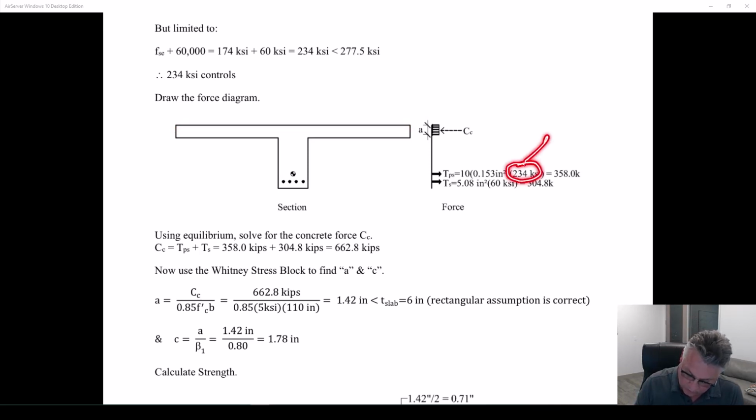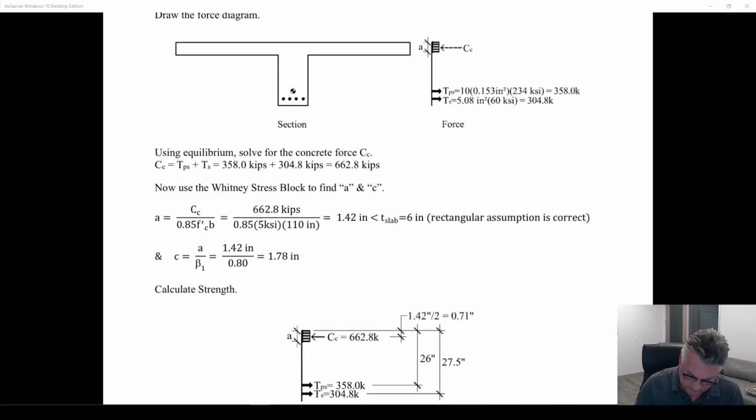So what changed before, I don't remember what that was, but now it's 234. That 304.8 is the same as it was. C sub C, because statics is our best friend, is 662.8 kips. A, and this will be very typical in T-sections, unless I give you something very strange, and that happens sometimes in your reinforced concrete class just to make a point. But in reality, in any T-section that I've been working with in a normal situation, that A compression block is way up in the flange.